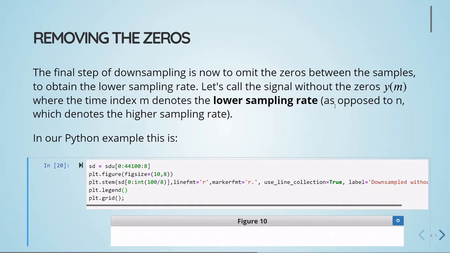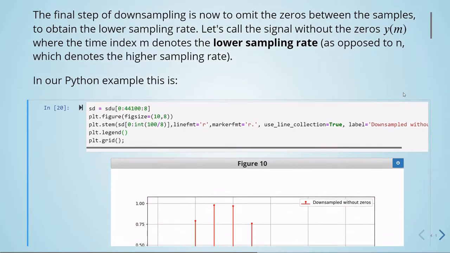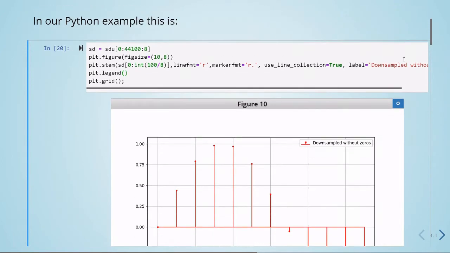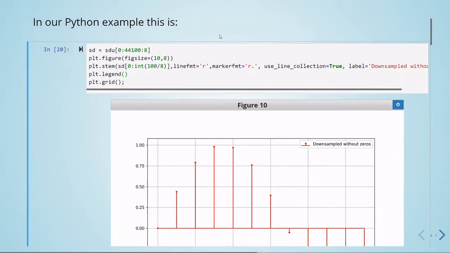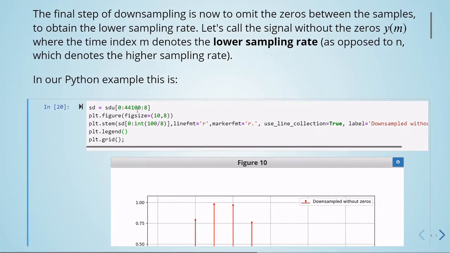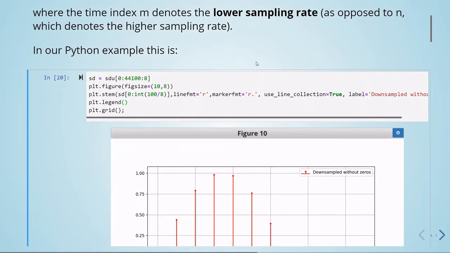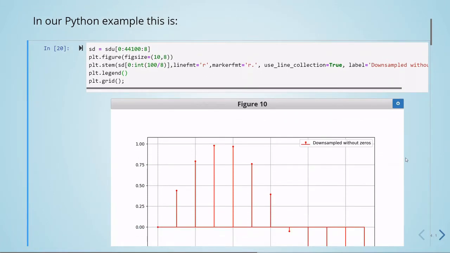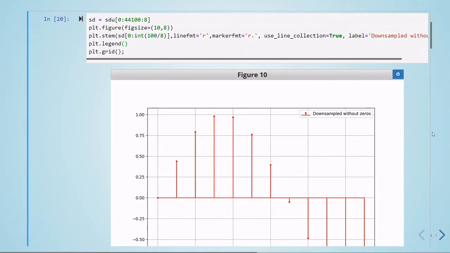So when we go back to our Python example of the sinusoid seen before, what we're going to do now is to remove the zeros. This is what we're doing here using this array indexing. We're just taking the n equals 8 multiples of this signal. So we're removing the zeros, just keeping the non-zero values, and then we're plotting here. So this is what we have.